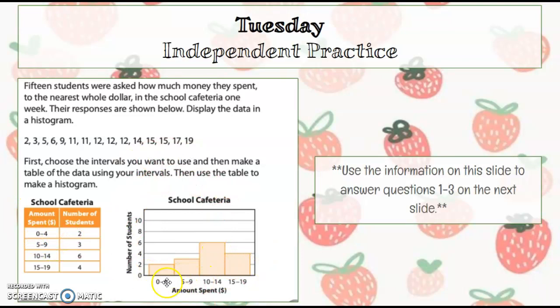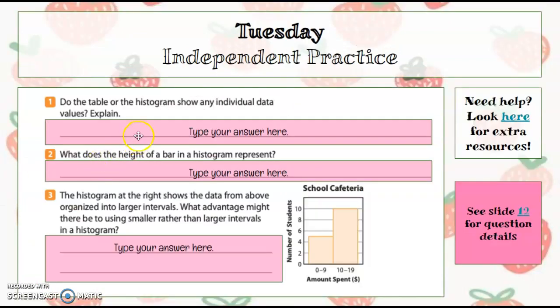So again, 0 to 4 goes up to 2, 5 to 9 goes up to 3, and you can see they decided to do even numbers here. So 3 is in between 2 and 4, so that's why that bar only goes up halfway. From 10 to 14, there's 6, so that goes to line 6. And then 15 to 19 is 4, so that goes to line 4. We're going to use the information on this slide to answer the questions on the next slide.